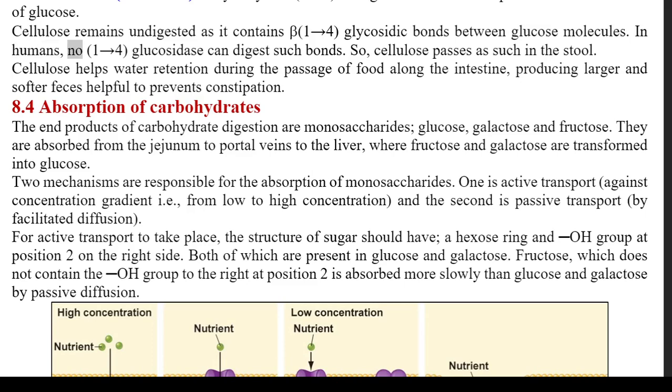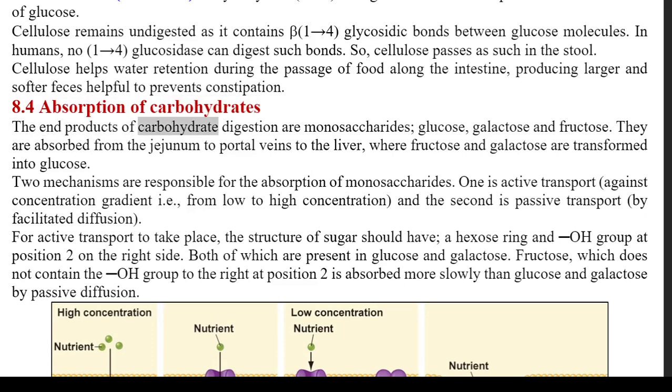In humans, no beta 1→4 glucosidase can digest such bonds. So, cellulose passes as such in the stool. Cellulose helps water retention during the passage of food along the intestine, producing larger and softer feces helpful to prevent constipation. 8.4 Absorption of carbohydrates.